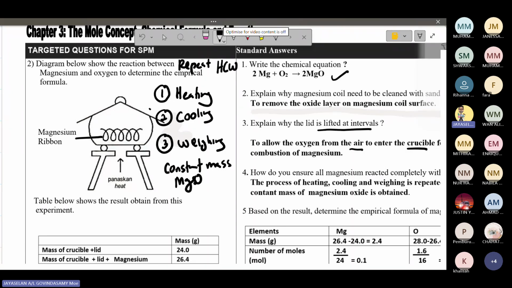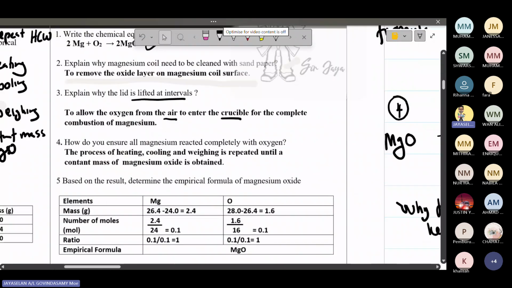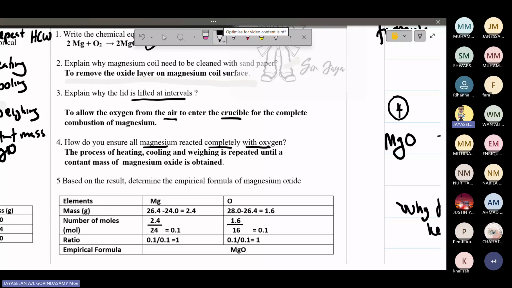Okay, macam mana bentuk soalan akan keluar? Kamu tengok di sini. How do you ensure magnesium reacted completely with oxygen? Kita ulang eksperimen ini banyak kali. First time kita ulang, kita dapat 23.2 gram. Second time kita ulang eksperimen ni, kita dapat 23.1 gram. Third time kita ulang, kita dapat 23.1 gram.